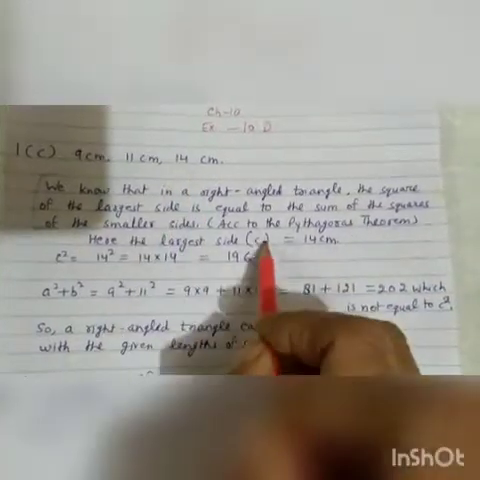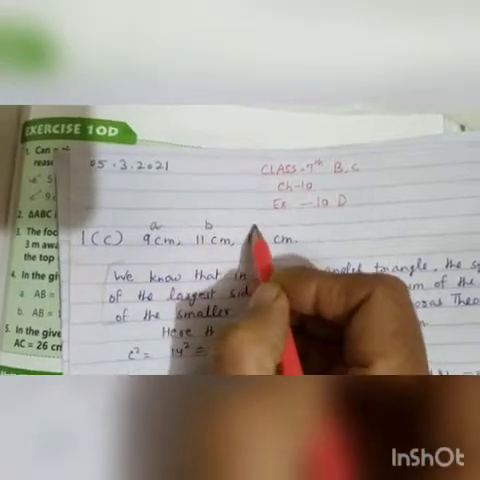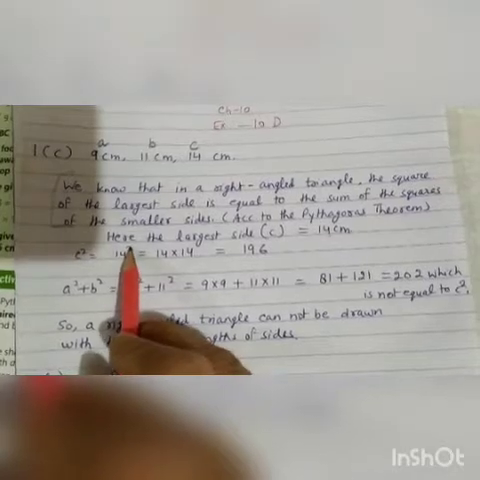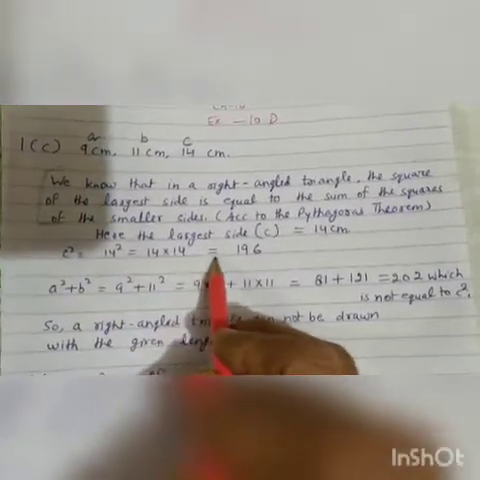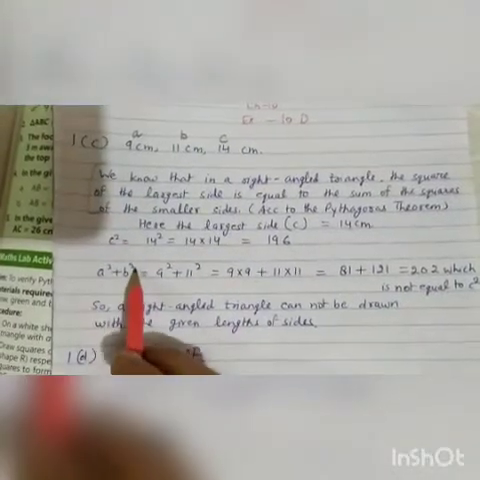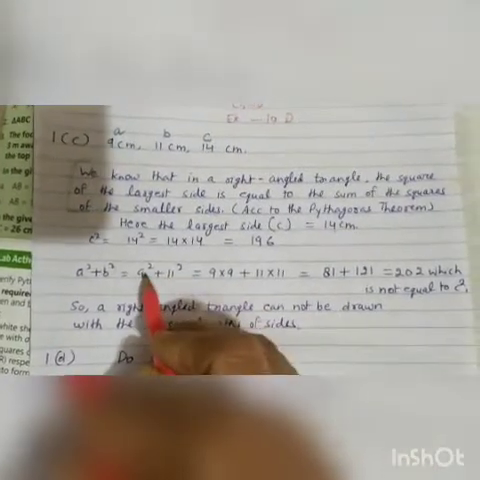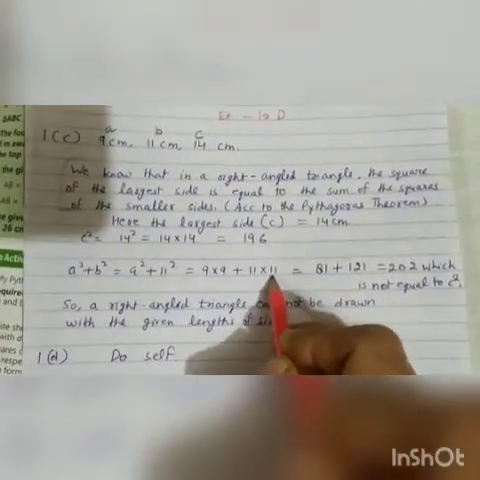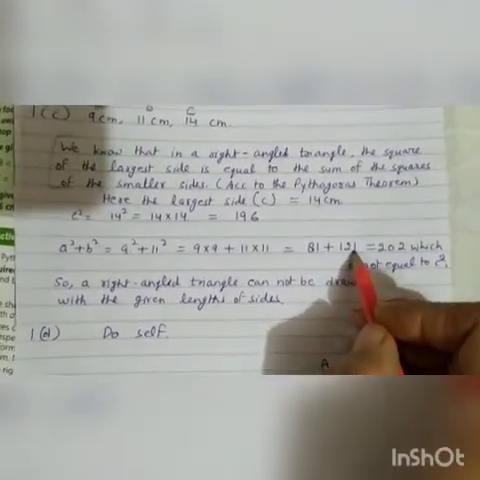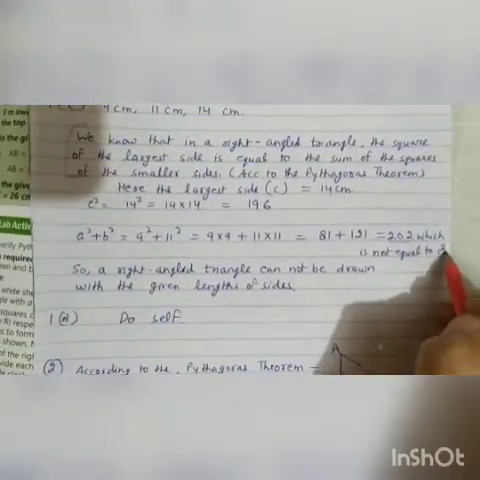Here the largest side is 14 centimeter. First side is taken as A, second side is taken as B, third side is taken as C. So C square is equal 14 square, means 14 into 14 is equal 196. Now A square plus B square. A is 9 square plus B is 11 square. 9 nines are 81 plus 11 elevens are 121 is equal 202, which is not equal to C square.